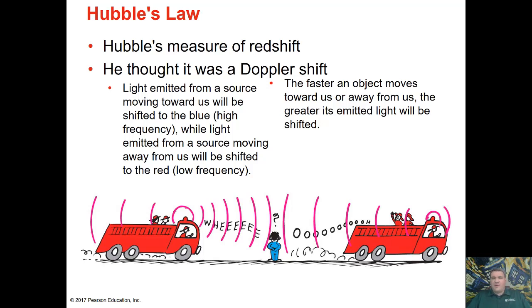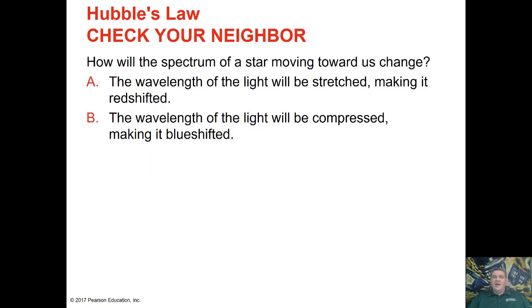You may be familiar with it from a race car. Okay, so as the race car zips past, you can hear it as it's coming close and approaching you. It's high-pitched. Then when it passes and is going away, it drops to low pitch. This is Doppler shift. Here is our first question. How will the spectrum of a star moving toward us change? A, the wavelength of light will be stretched, making it redshifted, or B, the wavelength of light will be compressed, making it blue shifted. Go ahead and think about it, and we'll discuss in just a bit.